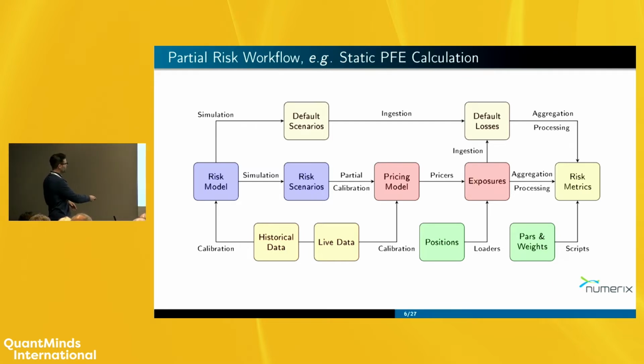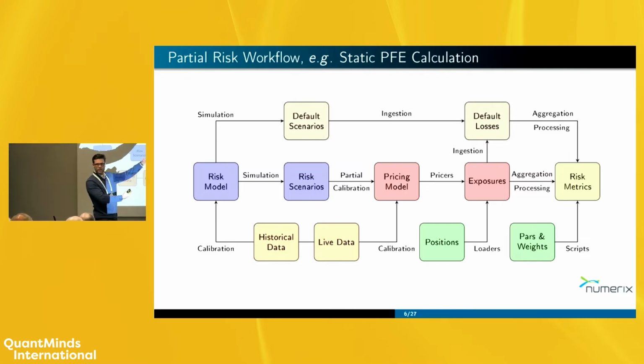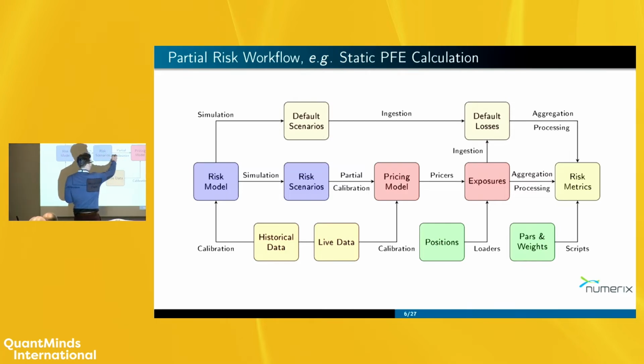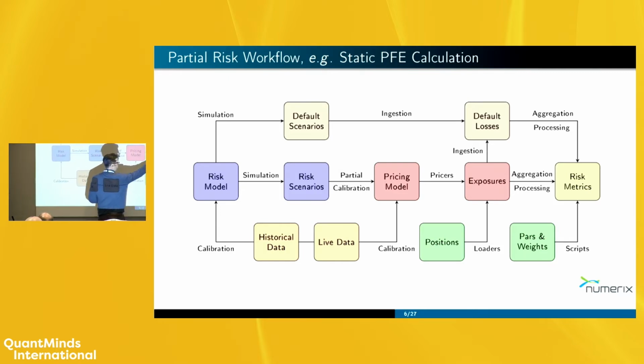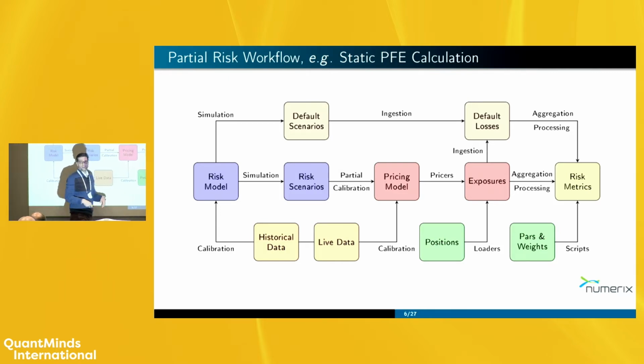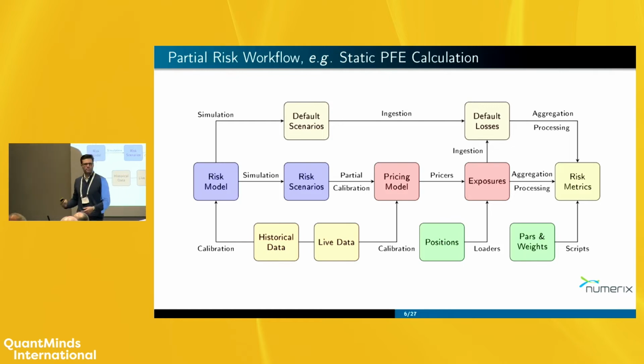We've got some risk model calibrated to historical data, historical correlations and vols and everything else. It produces risk scenarios, so it's going to produce a big set of risk scenario paths. Each risk scenario path is going to be turned into a pricing model, so you're going to have this partial calibration for each of those scenarios. You've got your pricing model along all those paths. You're going to take your positions, put them in. That's going to give you your exposures. That goes downstream, gets processed into useful risk metrics.